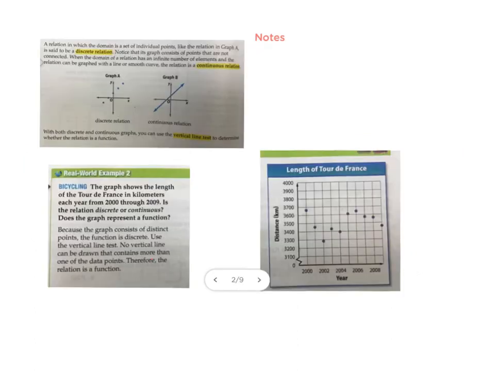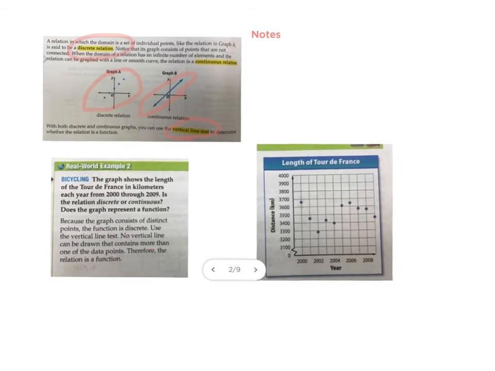Okay, so other types of relations, we have what's called the discrete relation, which means when you have dots like this, because you have distinct individual domain or x values, which these do, you have what's called a discrete. Now, if those dots are connected and they go on forever, similar to a line, then we have what's called a continuous relation. And we can always tell whether a relation is a function by the vertical line test that we're going to use. So let's look at this real-world example and see if we can identify those elements.